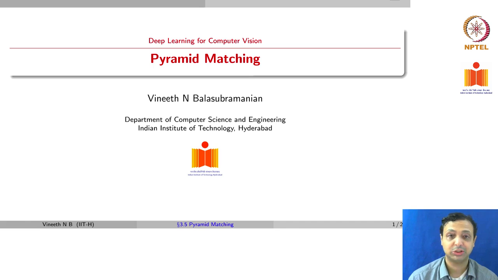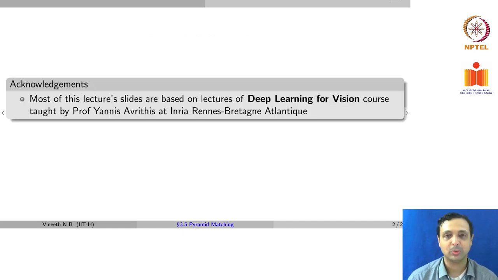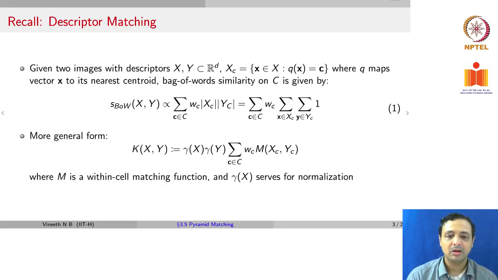Continuing with the previous lecture, we'll now go from matching kernels to matching kernels for image pyramids. For example, having a multi-resolution pyramid of images and being able to use that idea to develop matching kernels. The slides are once again borrowed from the lectures of Professor Avritis at Indria Ren.